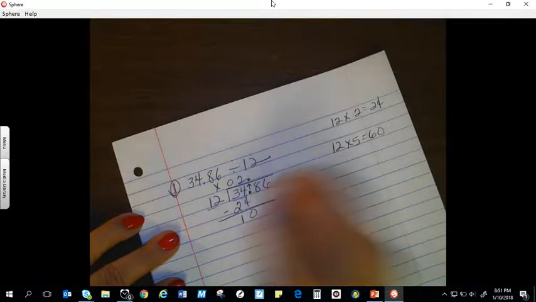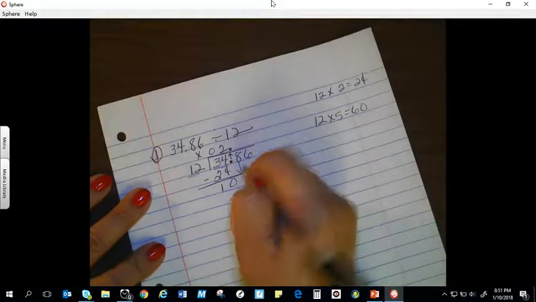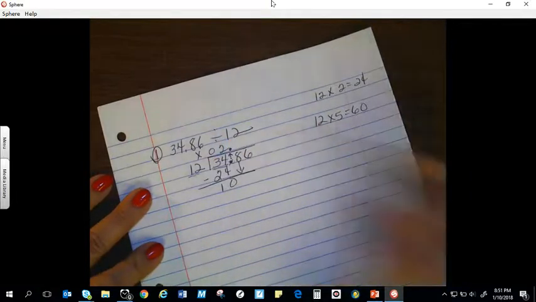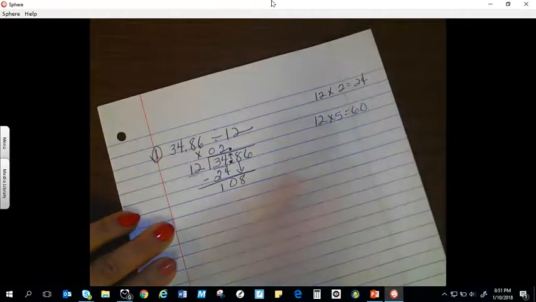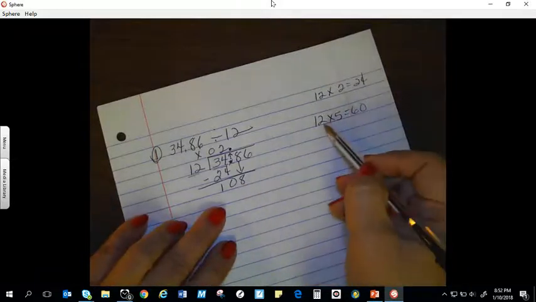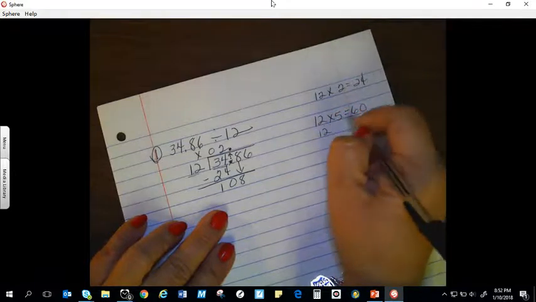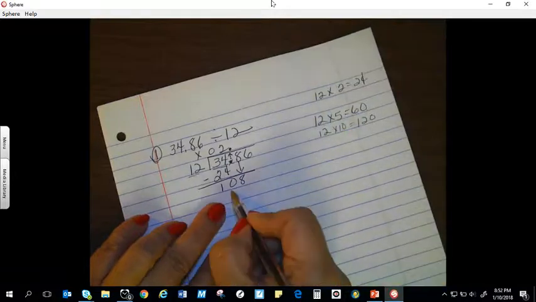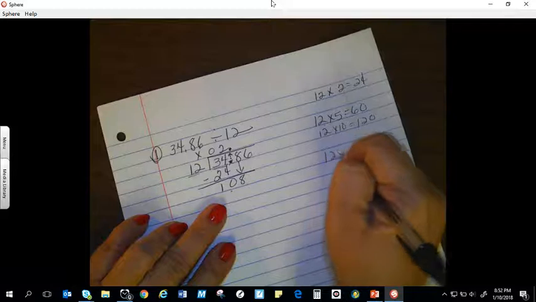And again, pretend like that decimal doesn't exist anymore. And you're going to just go ahead, because it's removed now, because now you put it into your quotient. Bring down your 8. Okay, again, I know that 12 times 5 is 60. If I doubled my 12 times 5 and made that 12 times 10, that's 120. And so I'm looking at here, that's too big.